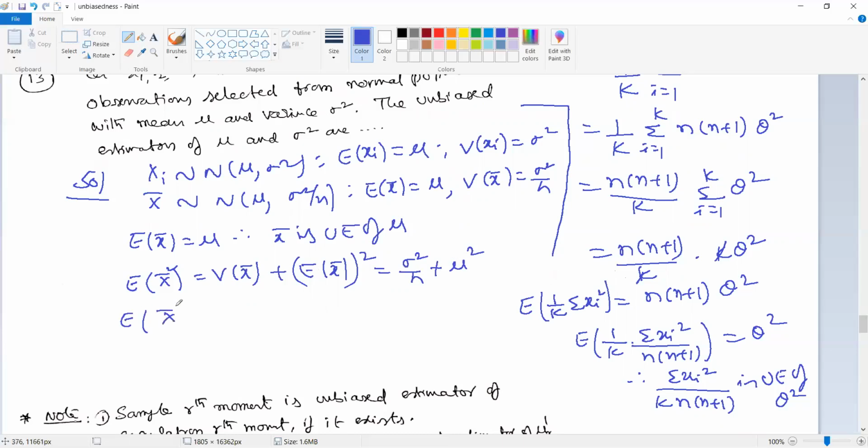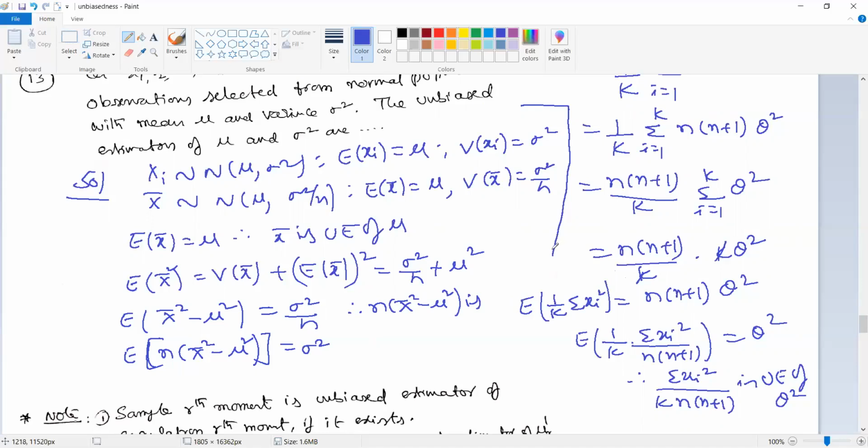E of x bar square minus mu square, bringing to left side, is equal to sigma square by n. So now expectation of n into x bar square minus mu square is equal to sigma square. Therefore, n into x bar square minus mu square is an unbiased estimator of sigma square. This is the mu known case.